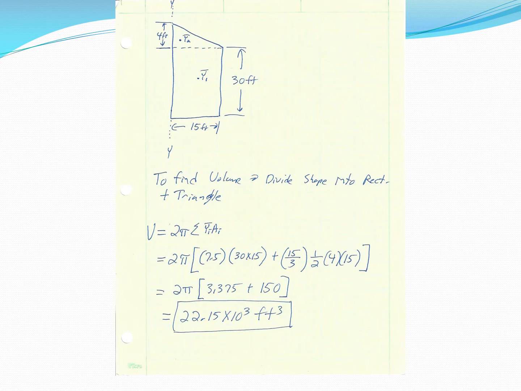Right, the second term is the triangle on top, right? 1/2 base times height. So you notice it's 15 for the 1/2, right? That's the area for the triangle. And remember that it's always from the bottom. The y bar is 1/3 of the way in. So it's 15 total divided by 3, of course, 5 in that particular case. Plug in all those values and we get the volume from Pappus and Guldinus for that tank of what's listed there, 22.15 times 10 to the 3rd cubic feet.